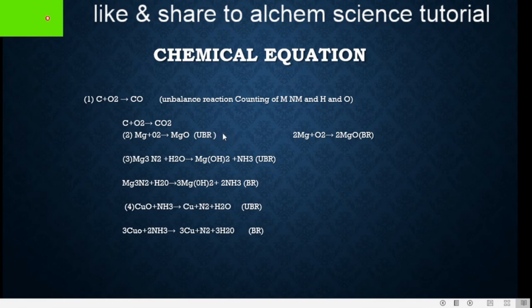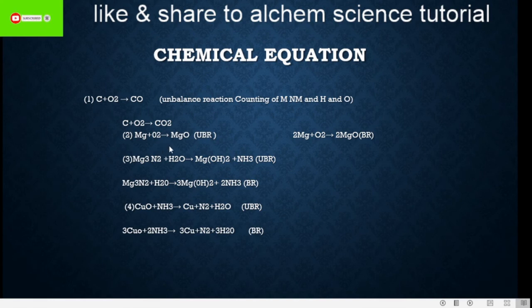Now let's balance this reaction. You can balance it with 3 Mg and 2 NH3. Now this reaction is balanced, because 2 nitrogen is there, and here also 2 nitrogen. Now we balance this reaction by putting 6H2O here. We forgot to write 6H2O here, so you can understand this.